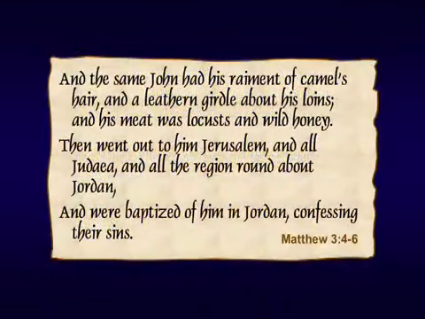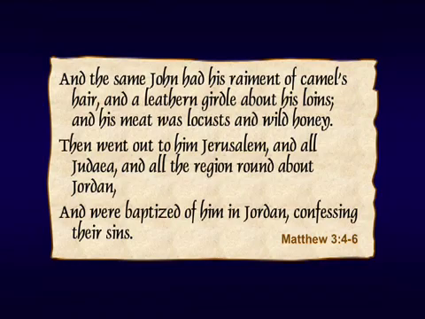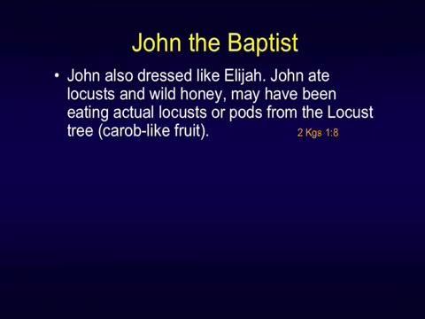And the same John had his raiment of camel's hair, a leathern girdle about his loins, and his meat was locusts and wild honey. Then went out to him Jerusalem and all Judea, and all the region round about Jordan, and were baptized of him in Jordan, confessing their sins. John the Baptist. He was dressed like Elijah.